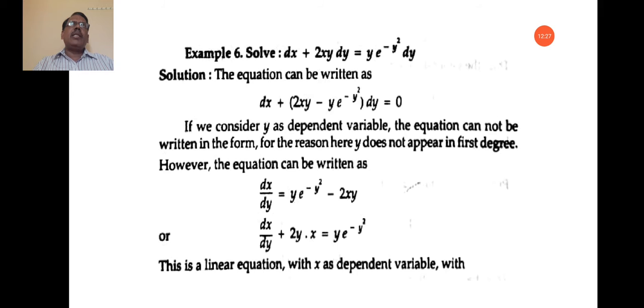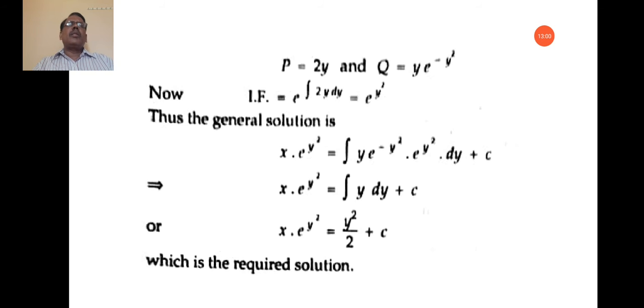Before that, we studied dy by dx plus p into y is equal to q as the linear differential equation. Similarly, dx by dy plus p into x is equal to q is also a linear differential equation. Here p and q are functions of y. Before that, they were functions of x. In this problem, the p and q are functions of y with x as dependent variable. So, you observe that the value of p is 2y and q is equal to y into e to the power of minus y square.